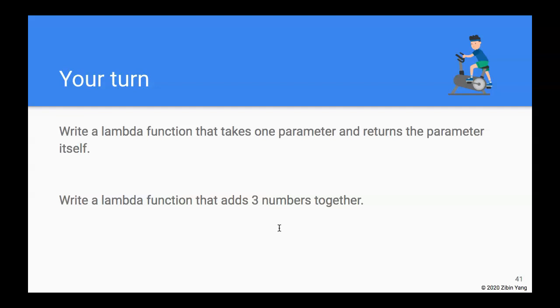Now I'd like you to get some practice writing lambda functions. The first one is hopefully a simple one: it takes a single parameter and just returns the parameter itself. The second one takes 3 parameters, which are hopefully all numbers or even strings, and it just adds all those 3 parameters together. So pause the video and give this a try.